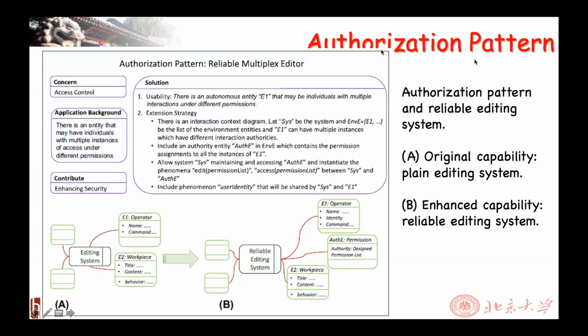For example, the authorization pattern contributes to enhancing the security feature of the system. Its application background is that there are entities that may have individuals with multiple instances of access on different permissions, so the users can have different permissions. The concerns and the application background are the preconditions when you use this pattern. If these preconditions hold, you can follow this guideline to do the requirements analysis.